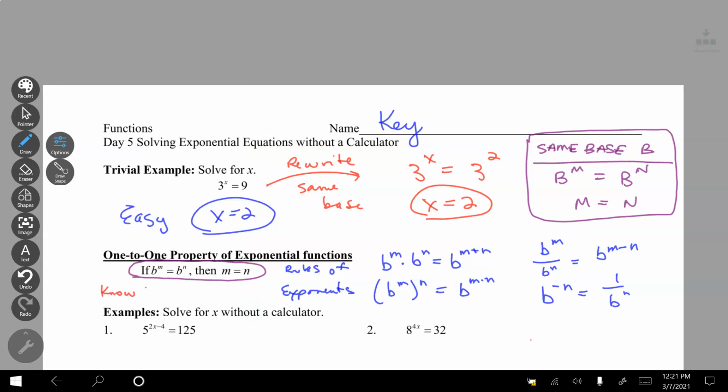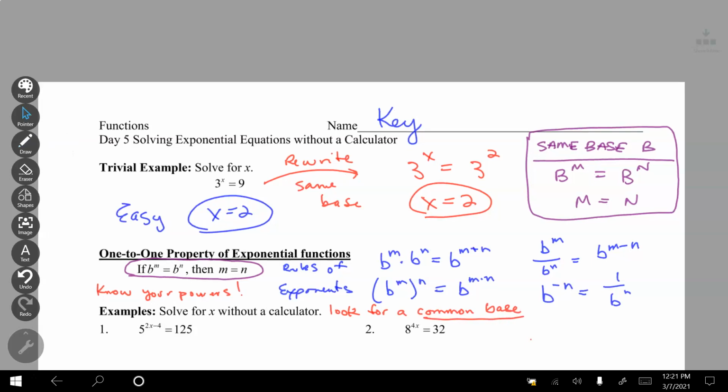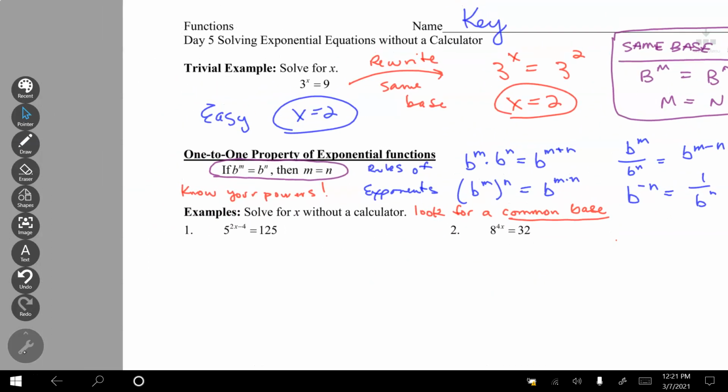We need to know our powers. You should know, like, 5 to the 3rd is 125, 2 to the 4th is 16, stuff like that. And for all these problems that we're going to do, we're going to look for a common base. That's the key. Some base they have in common to make my life easier. I made the first one very easy. 125 is really just 5 to the 3rd, because this already has a base 5. So I have 5 raised to that exponent is equal to 5 to the 3rd. Same base cancels out.